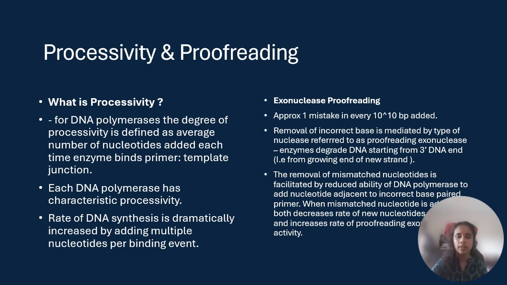It is done by the reduced ability of the DNA polymerase to add the nucleotide adjacent to the incorrect base pair. So basically, when a mismatched nucleotide is added, it decreases the rate at which nucleotides are added. That is, it decreases the activity of the active site responsible for the addition of nucleotides, and it increases the proofreading activity, the exonuclease site of the enzyme.